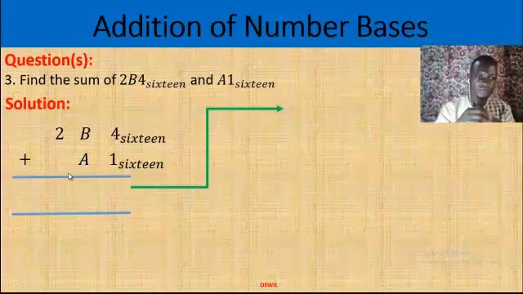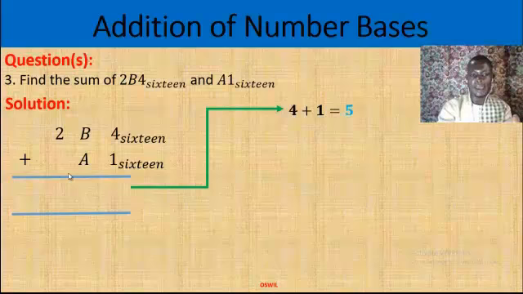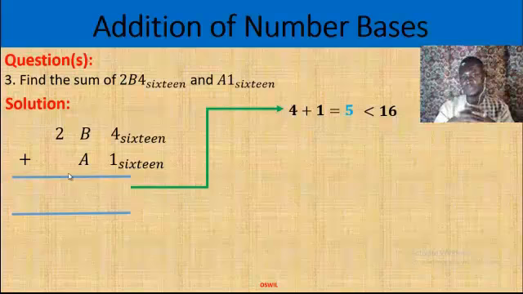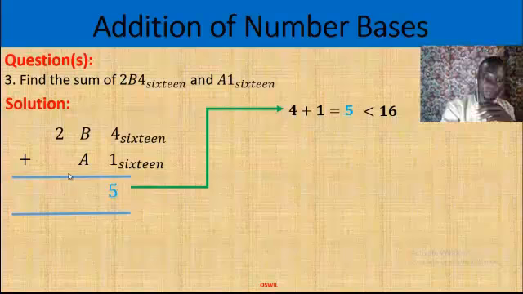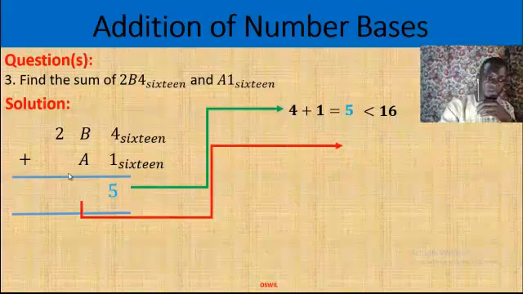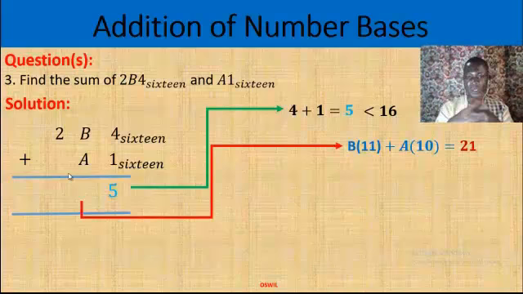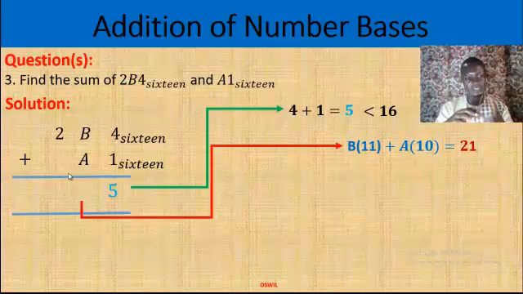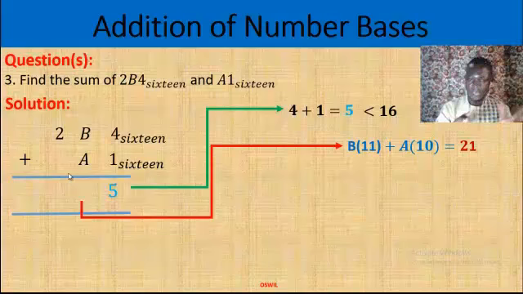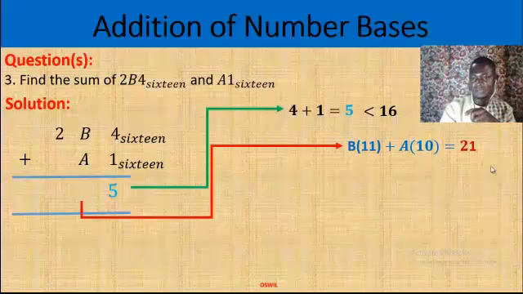Starting from right, 4 plus 1 would give us 5. And when we compare 5, which is our answer, with the base, which is 16, we see that 5 is less than 16, so we write everything down. Then we move on to the next digits, which are B and A. B and A are symbols, and B represents 11, whilst A represents 10. So we add them together, and that would give us 21.